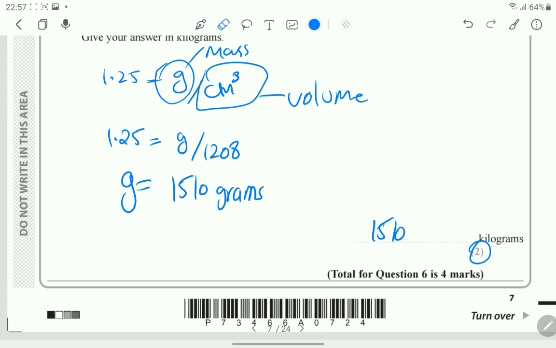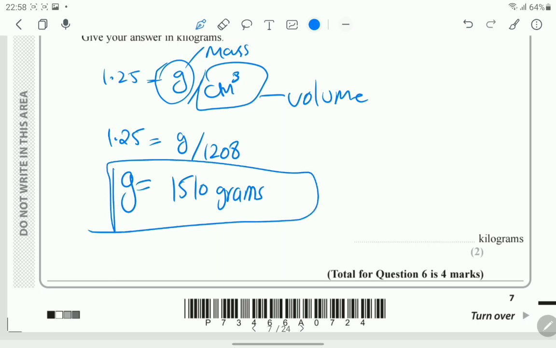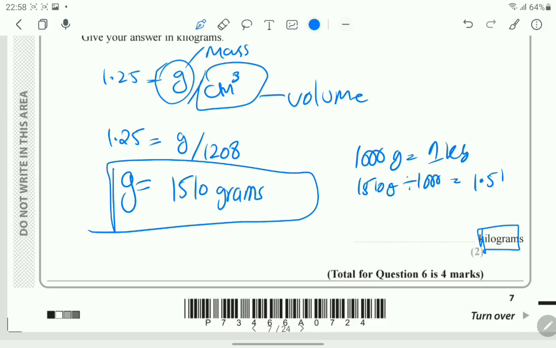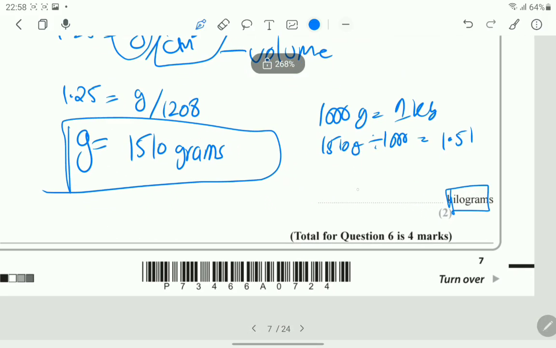Now this is what you need to remember. See, now this is a very good learning point for you, since I erased it, and now you can know what blunder you could have made in the exam. The unit here is grams, and the unit in the answer requirement is kilograms. So 1000 grams equals 1 kg, and so 1510 grams would be divided by 1000 to give us the answer in kgs, and that is 1.51 kgs. This would be your final answer. Good day.